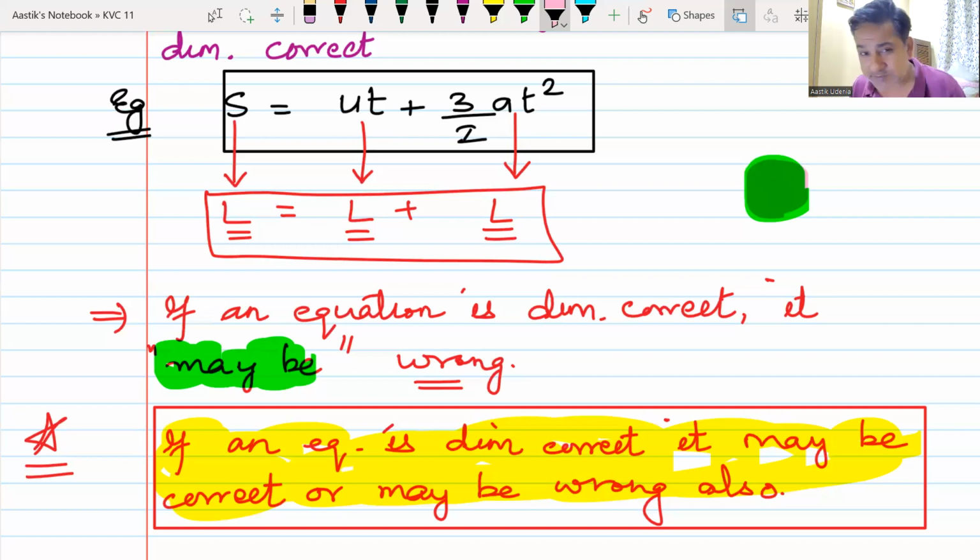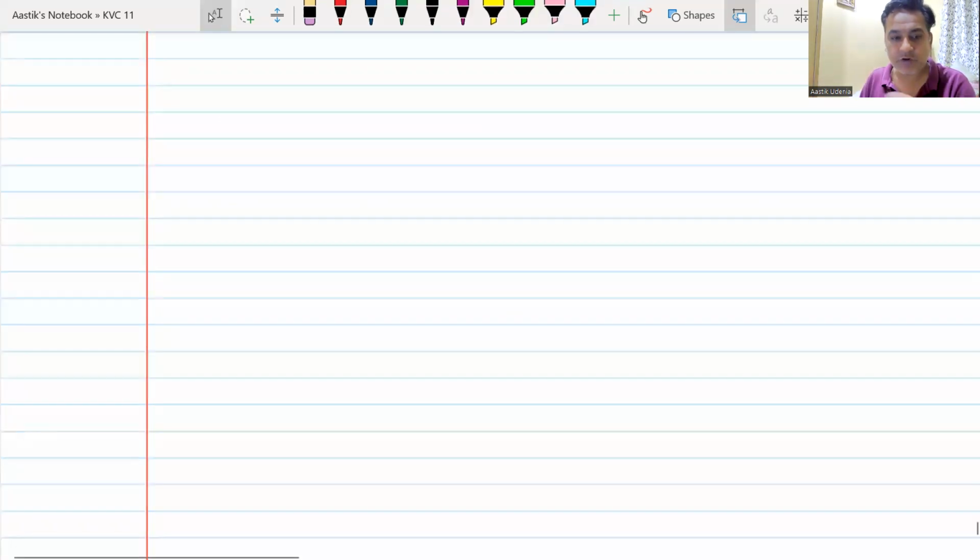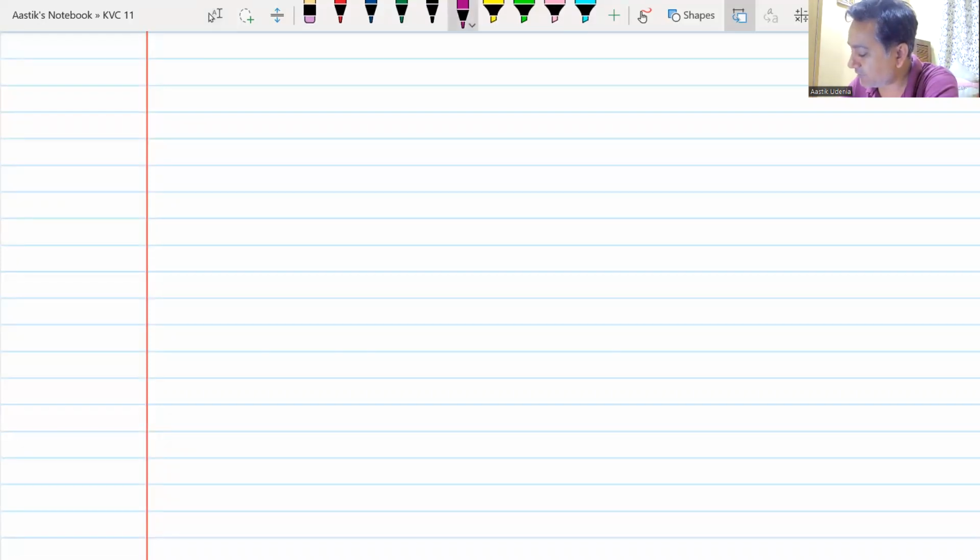What would be my third statement? My statement A was, if the equation is dimensionally correct, it may be correct. My second statement was, if the equation is dimensionally correct, it may be wrong. What would be my third statement? That third statement is the statement that we are concerned about. Statement number C.